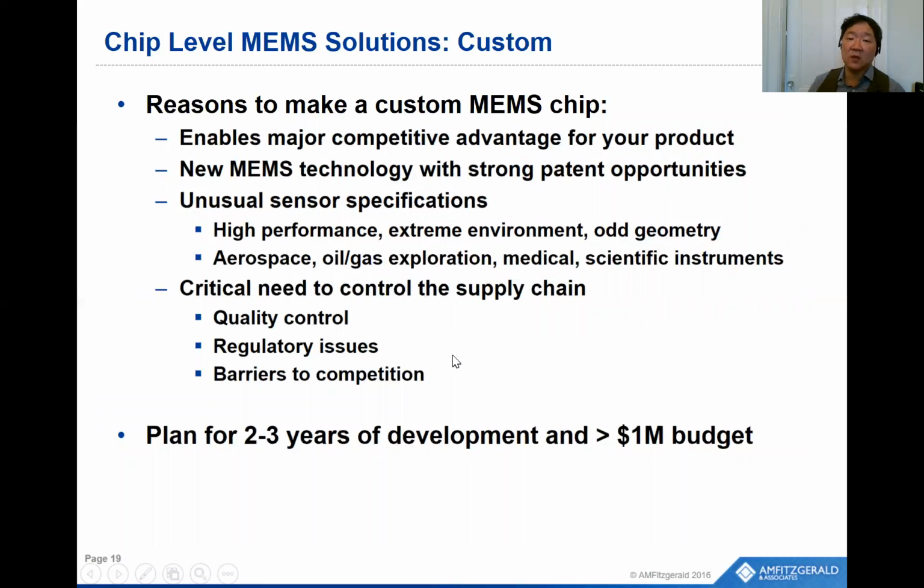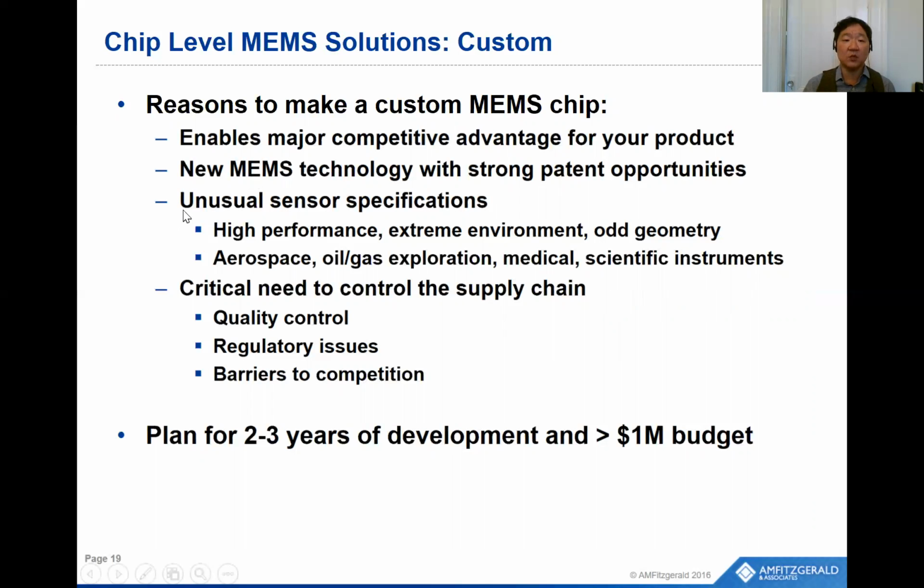Finally, you have custom chip level solutions. This is the most involved solution, but there are a number of compelling reasons why you might want to pursue a custom MEMS chip. The most compelling may be that you would like to create a new major competitive advantage for your product. And this is often a situation where there's a new MEMS technology with some strong patent opportunities. But those aren't the only reasons why you might want to pursue a custom chip.